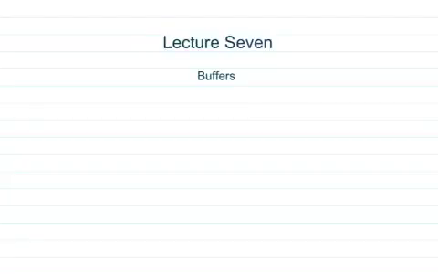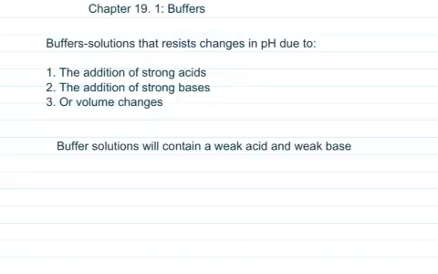Lecture 7, Buffers. Alright, so let's take a look at Chapter 19.1, Buffers. Well, what is a buffer? Buffers are solutions that resist changes in pH due to the addition of strong acids, the addition of strong bases, or volume changes. So buffer solutions will contain a weak acid and weak base.